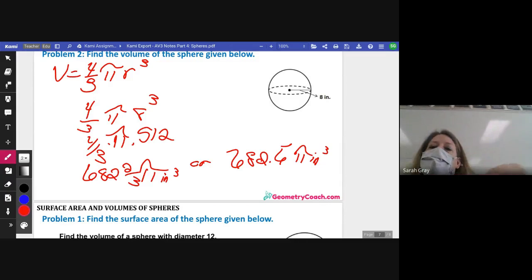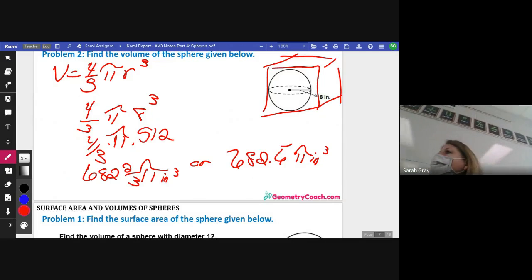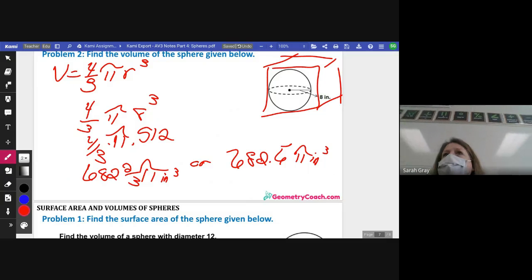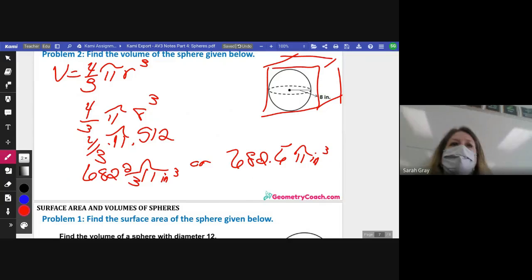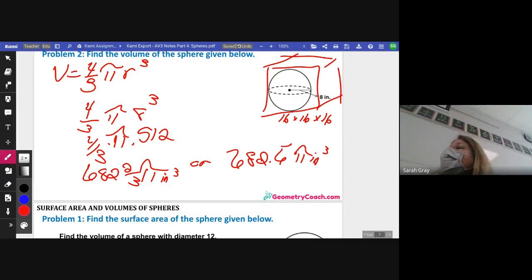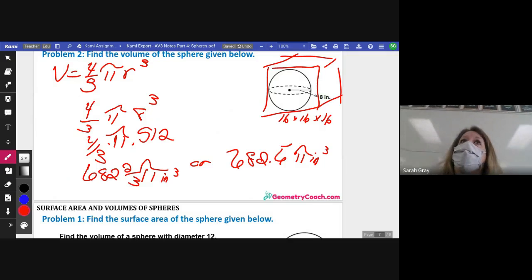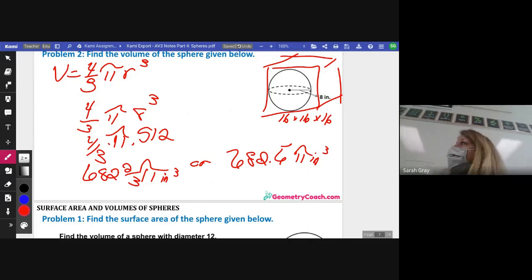Just out of curiosity, what if there was a cube around this beach ball? So it would be a 16-inch by 16-inch cube. How many cubes would it take to fill that one? It would be 16 by 16 by 16. Oh, 4,100 cubes. So the sphere one wasn't totally off base. It would still fit in that box.